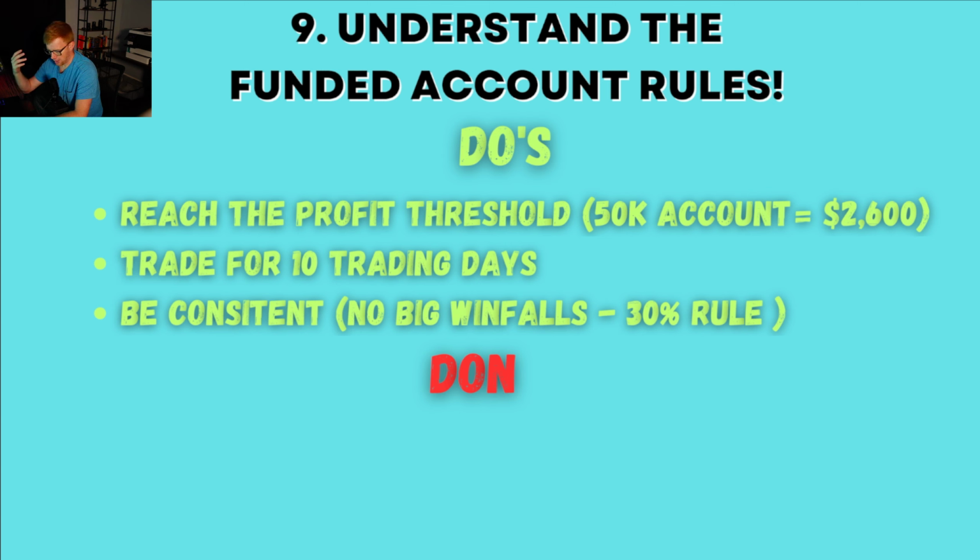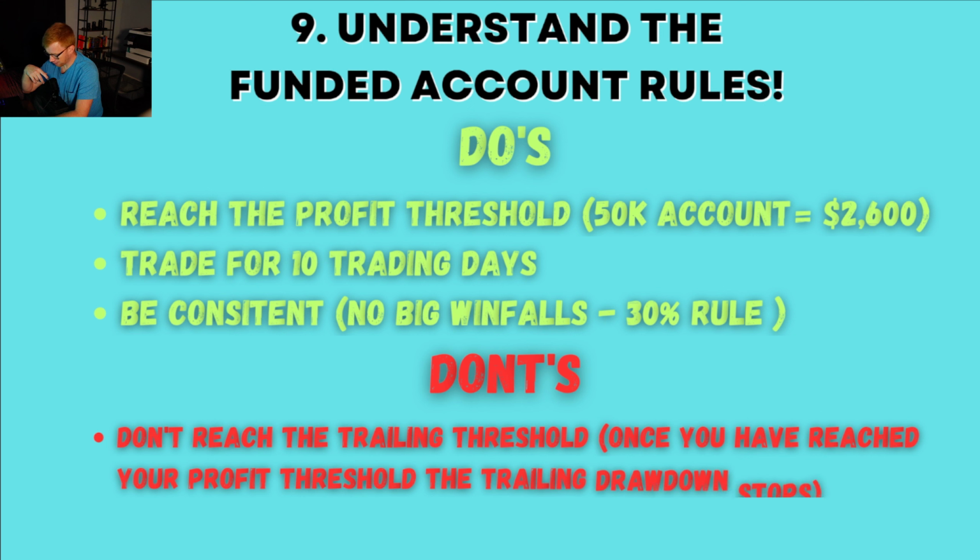So again, this sometimes gets misrepresented. If you watch the videos on Apex regarding this consistency, you will hear John and Daryl say the same thing. Moving on to the don'ts: don't reach the trailing threshold, same as in the evaluation accounts. It works the same way until you've reached your profit threshold. So this is very important.